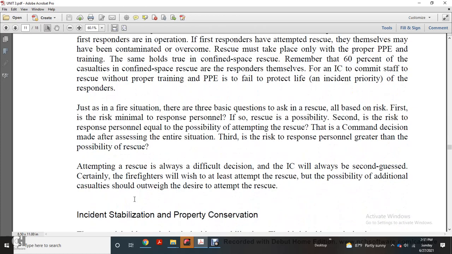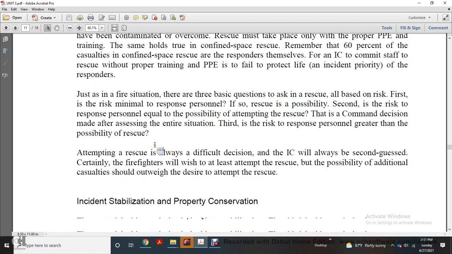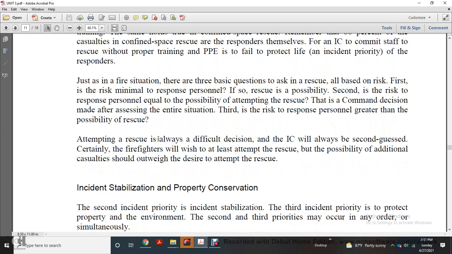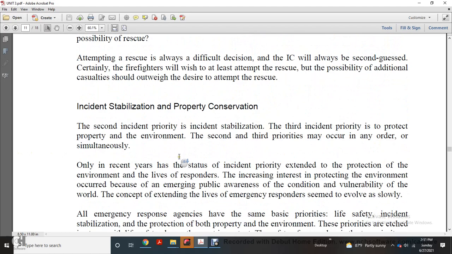There are three basic questions after the rescue, all based on risk. First, is the risk to response personnel minimal, with a possibility of rescue? Second, is the risk to response personnel equal to the possibility of rescue, with the command decision made after assessing the situation? Third, is the risk to response personnel greater than the possibility of rescue? Attempting the rescue is always a difficult decision. Incident command will always be second guessed, and certain firefighters will wish for the attempt to rescue, but the possible additional casualties should outweigh the desire to attempt the rescue.